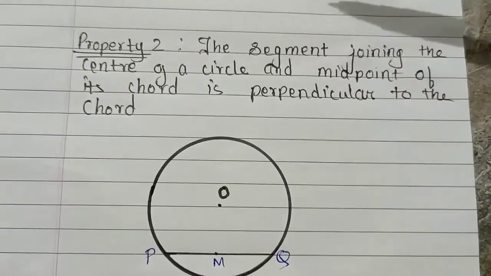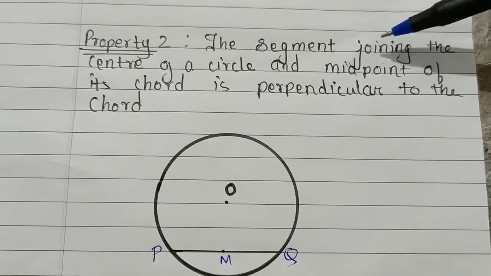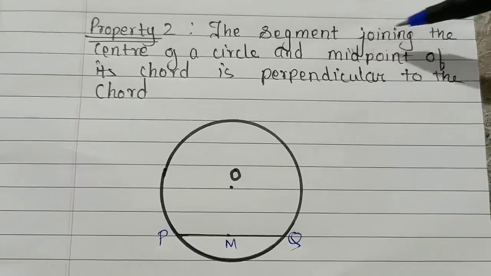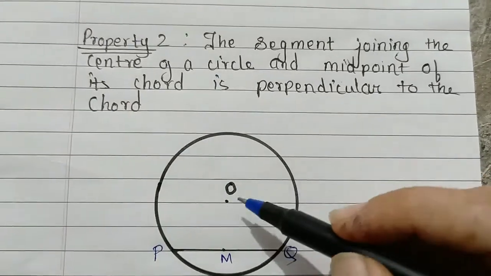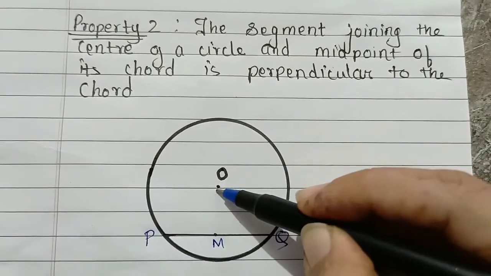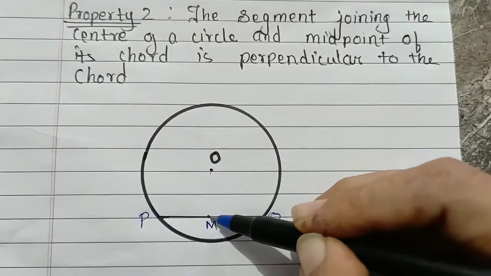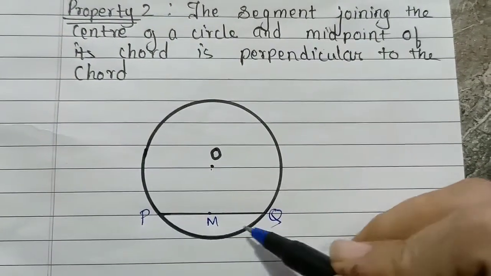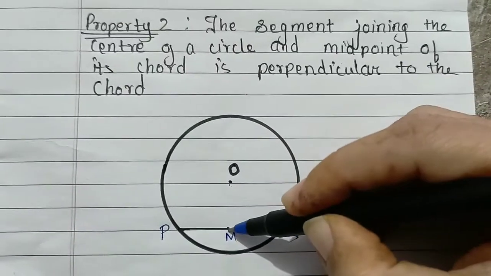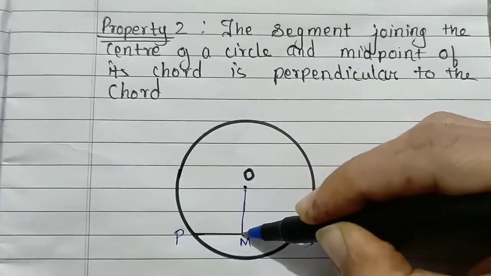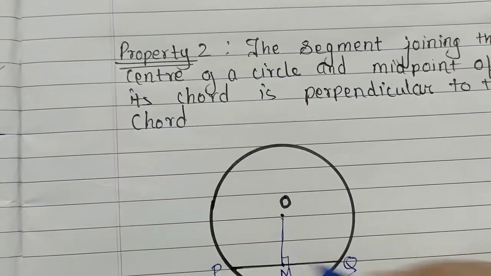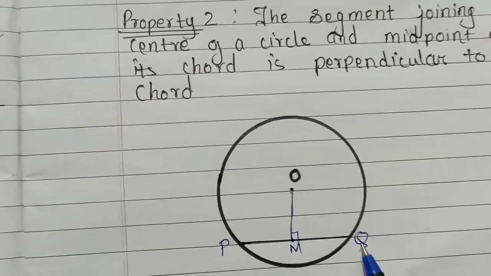Second property, the segment joining the center of a circle and midpoint of its chord is perpendicular to the chord. That means here it is saying that the segment joining the center and the midpoint, so we'll consider M as the midpoint of the chord PQ, and if we join these two points, this segment will be perpendicular to this chord PQ.